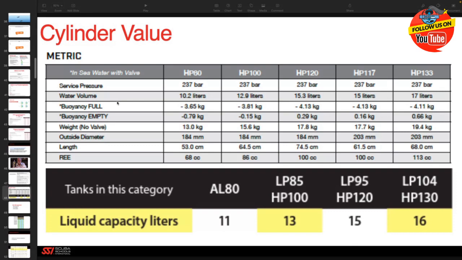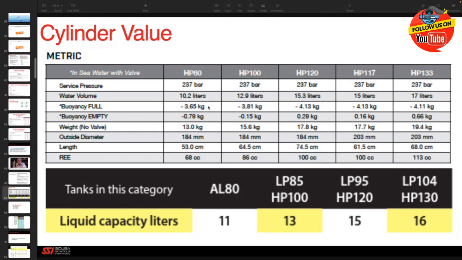About 3,000. 3,500. Yes, 3,500. So it's about 0.06894, a magic number you want to remember. That's your conversion rate for multiplication or division. Interesting enough, there's a reason for that, and we're going to get into why 237 bar is such a magic number.